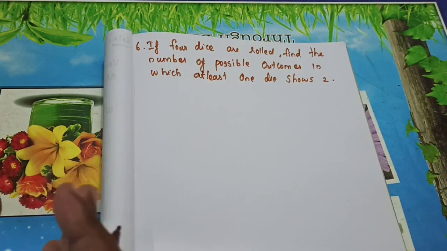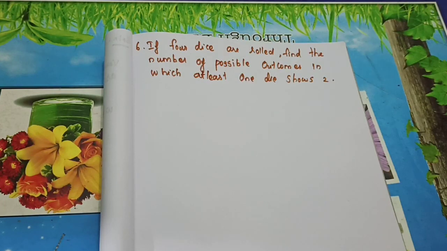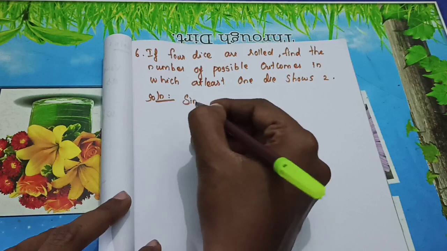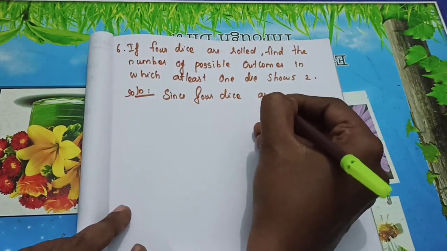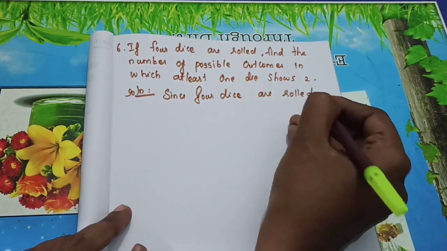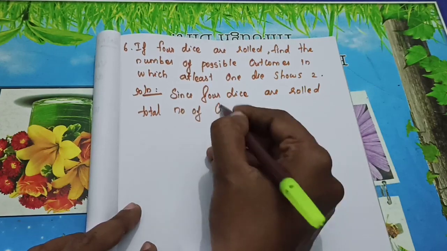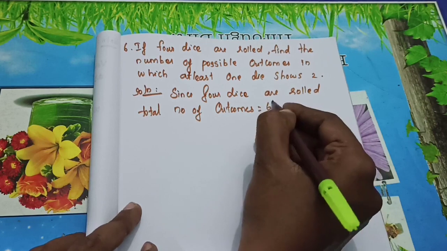So here how many dice are they rolling? 4 dice they are rolling. So possible outcomes must be 6 into 6 into 6 into 6, that is the same as 6 power 4. Correct? So that's the first step. Since 4 dice are rolled, total number of outcomes is equal to 6 power 4, or 6 into 6 into 6 into 6.